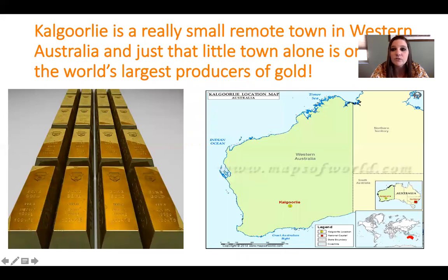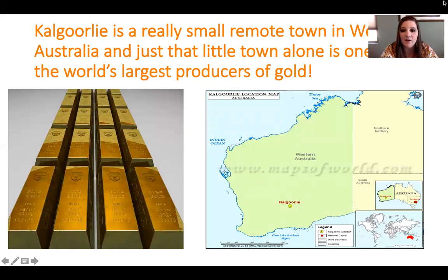Kalgoorlie is a really small remote town in Western Australia. It's right here where this little yellow dot is, okay? All right. And this little town alone is one of the world's, so not just a continent, but one of the world's largest producers of gold. Is that really neat? The largest producers of gold in the world. This little town right here, it's called Kalgoorlie.